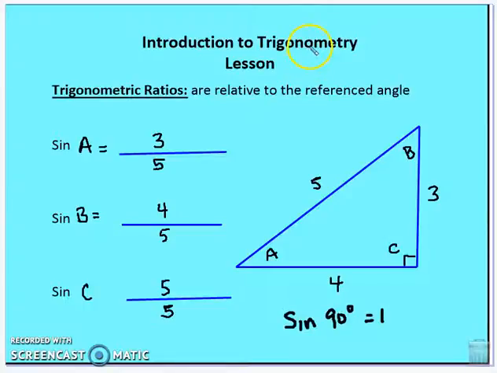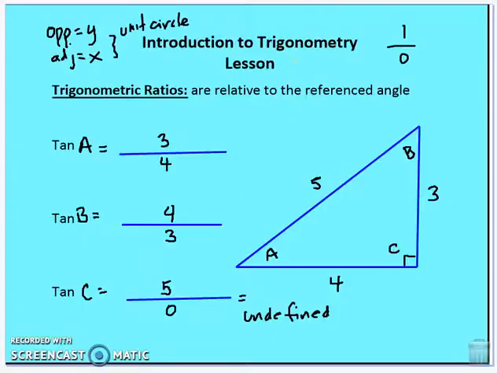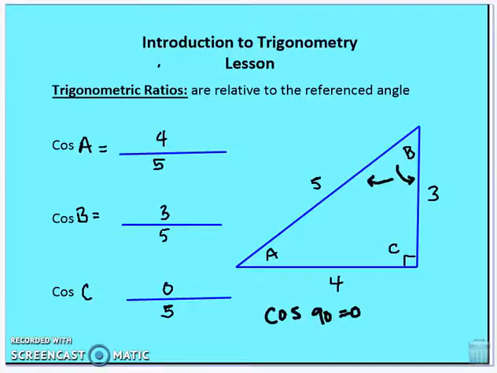Sine of A, 3 over 5, B, 4 over 5. Sine C, 5 over 5. Tangent A, 3 over 4, so opposite over adjacent. Tangent B, 4 over 3. Tangent C, 5 over 0, which is undefined. Cosine A, 4 over 5. Cosine B, 3 over 5. Cosine C, 0 over 5.